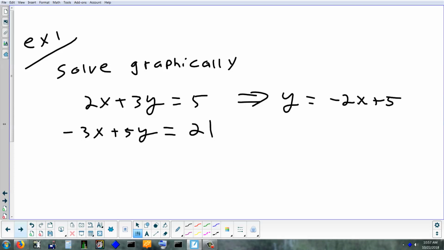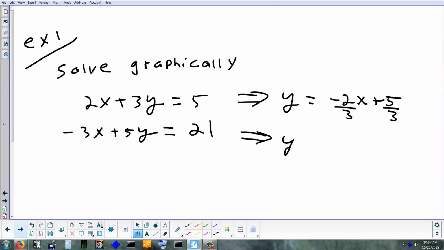Now, the reason I wrote it as negative 2x plus 5 is because I'm trying to get it in y equals mx plus b. It's not necessary, but that's kind of the standard. So I minus the 2x, and then I'm going to divide by 3. Okay, so that gives me a slope of negative 2/3 and a y-intercept of 5/3.